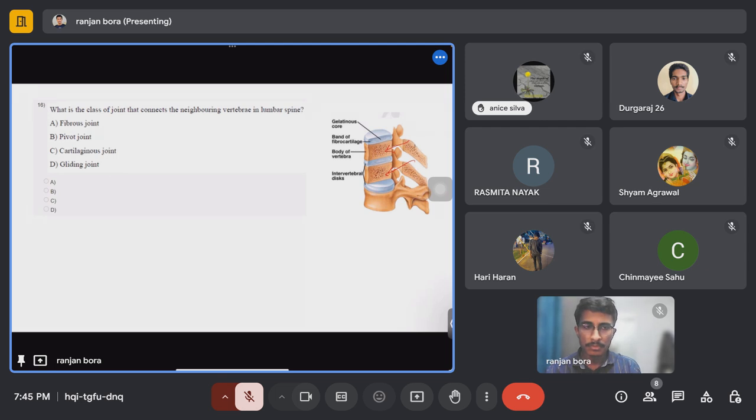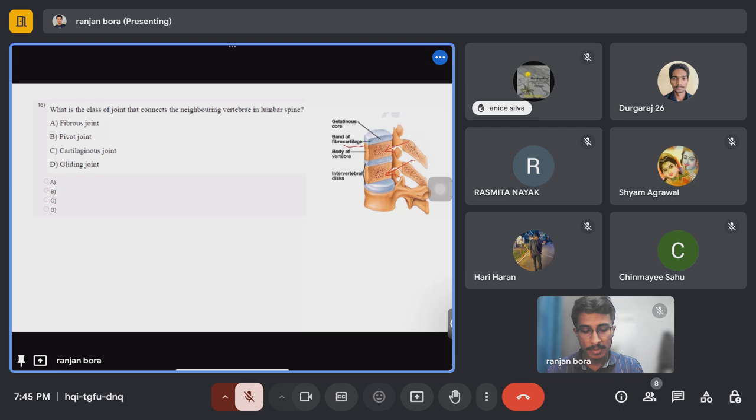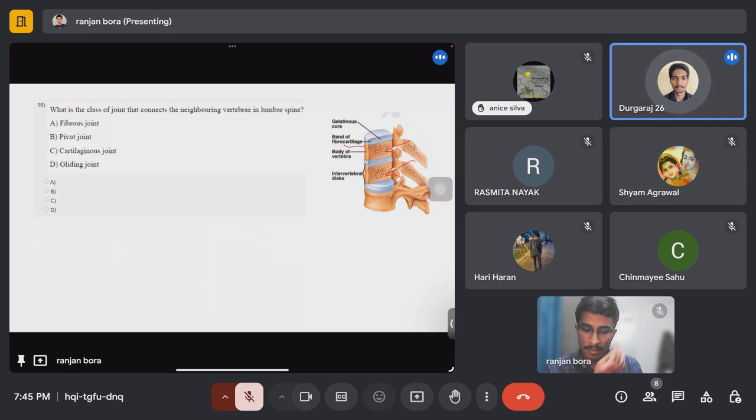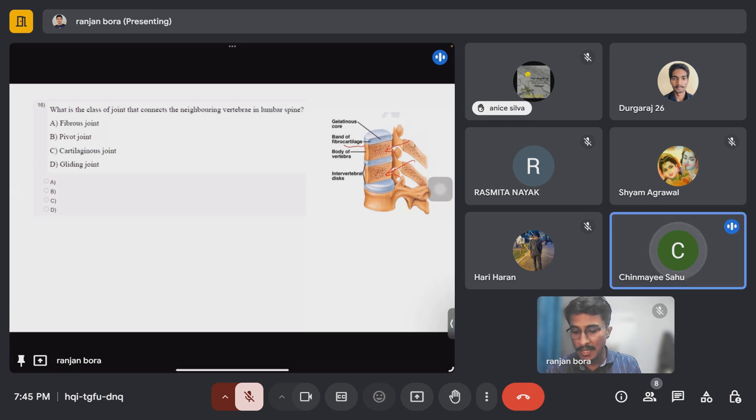Fibrous or cartilaginous? Cartilaginous, right? Yes, because you can see these are the cartilage, this blue color. Yeah, the blue color part is cartilage, so it is a cartilaginous joint.